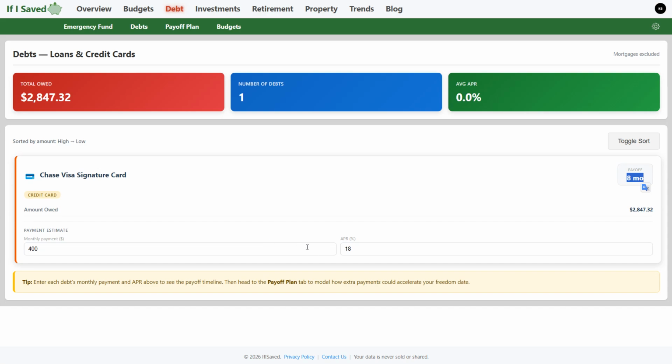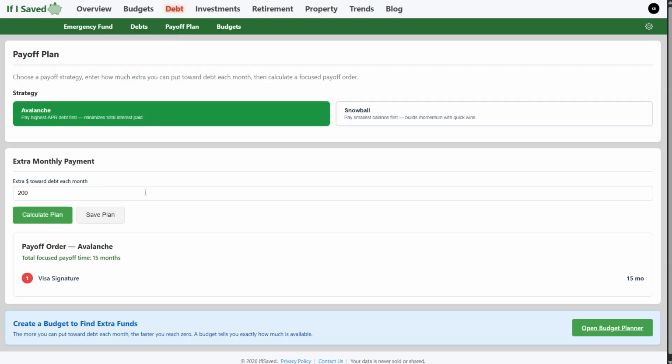So if we have a lot of debt, or if we're really getting serious about this, we can set up a payoff plan. If you had multiple debt accounts, this would help you to do an avalanche, which is basically paying off the highest APR first. This might mean you're paying off really big debts first, or really small ones. It just depends on which one has the highest interest rate, right?